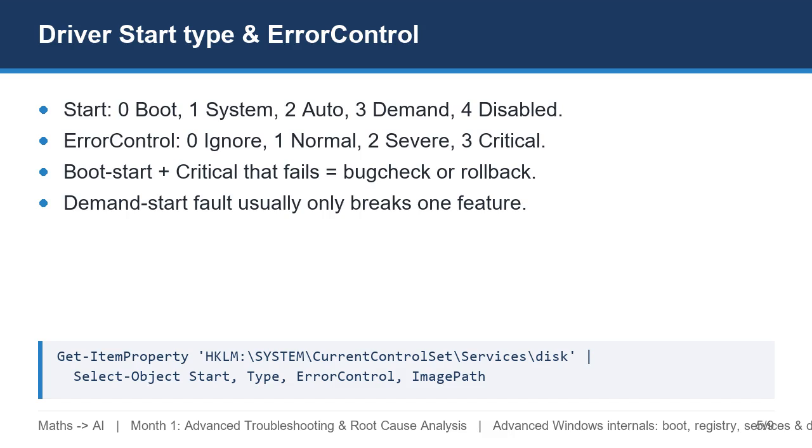Every driver has two numbers that predict its blast radius. Start type says when it loads: 0 is boot, 1 is system, 2 is auto, 3 is demand, 4 is disabled. ErrorControl says what happens if it fails: 0 ignore, up to 3 critical. A boot start driver with critical error control that fails will bug check or force a LastKnownGood rollback. A demand start driver that fails usually only breaks the feature that needed it. Read those two numbers with Get-ItemProperty and you know whether you're facing a no-boot or a nuisance.